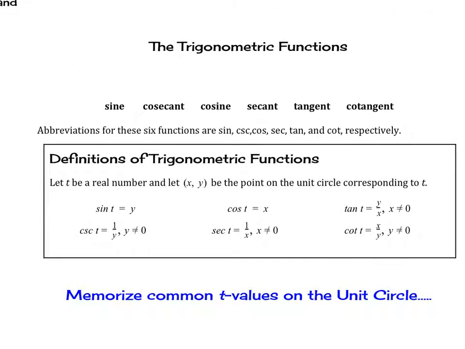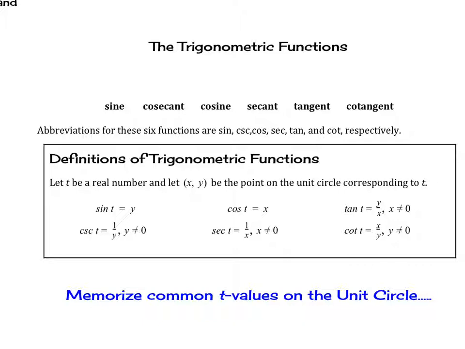So we're going to take a look at the 6 trig functions: sine, cosine, tangent, cosecant, secant, and cotangent. The abbreviations for these are sin, csc, cos, sec, tan, and cot. For the definitions of the trig functions, let t be a real number and let (x, y) be the point on the unit circle corresponding to t.